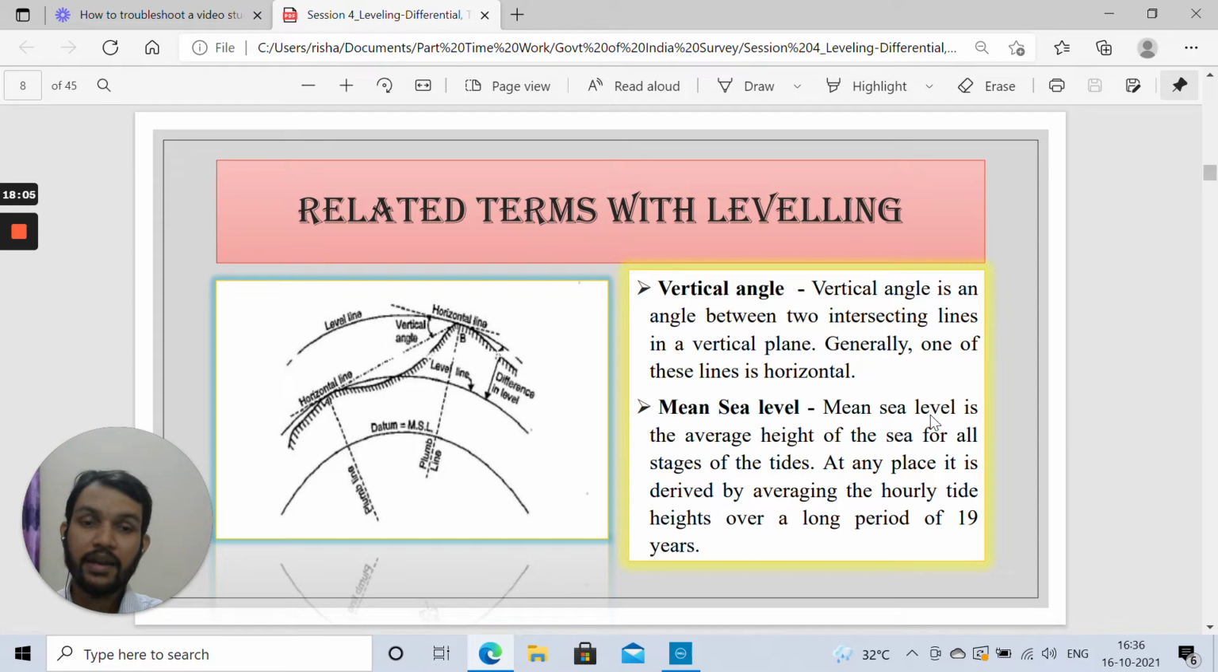Okay, next comes mean sea level, with reference to which we generally predict the elevation of all the other stations, or you can consider the mean sea level is that particular point which is generally considered as datum. And for a particular country or at a particular place, how we can determine the mean sea level is that it is the average height of the sea for all stages of the tides.